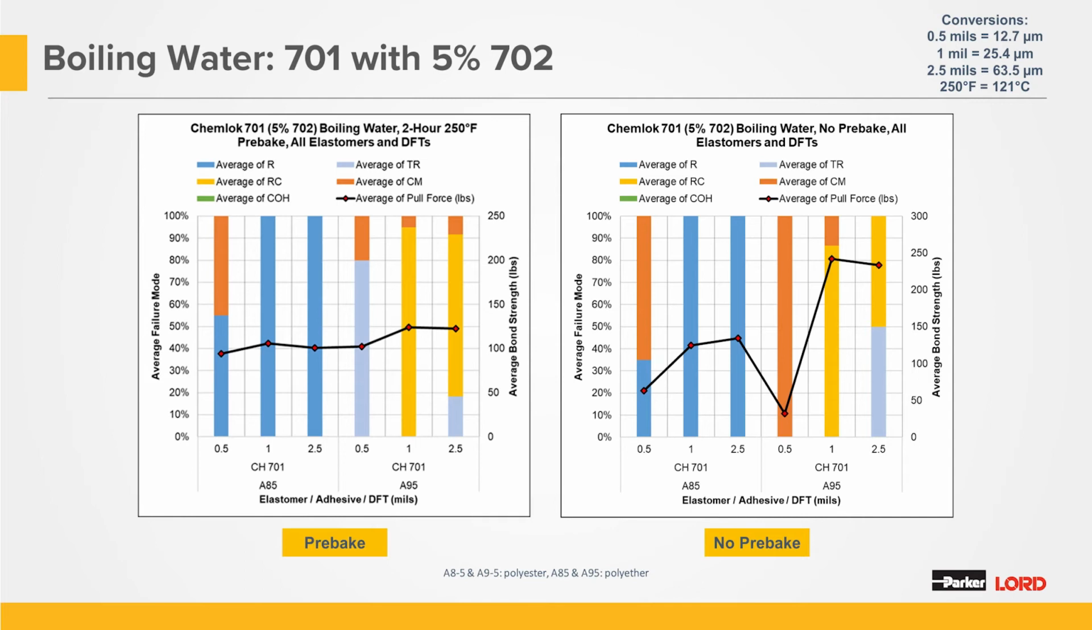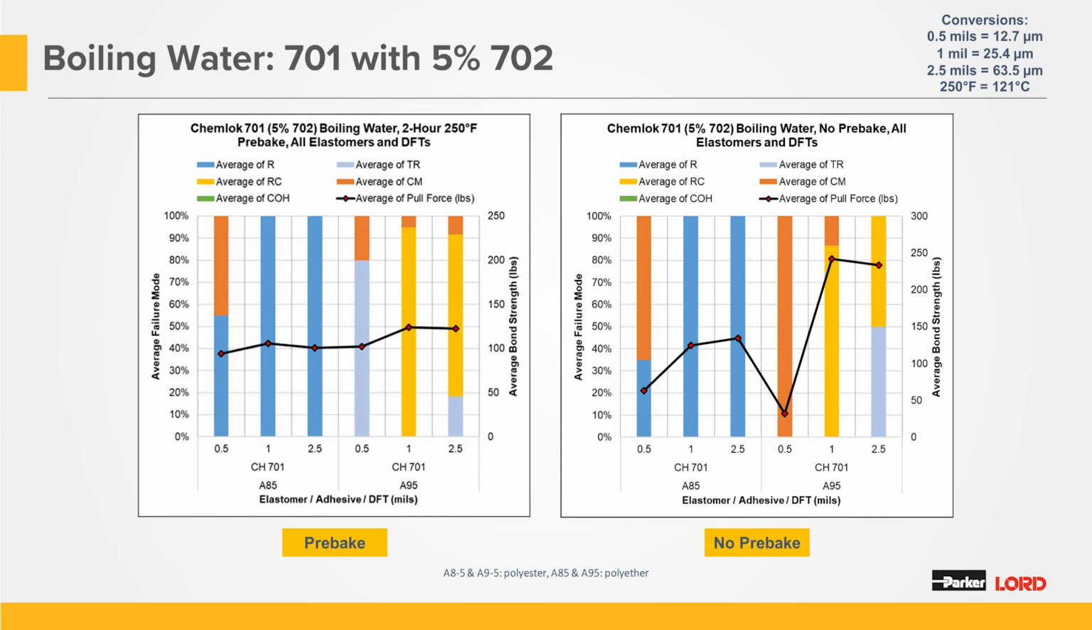Here's the data set for 5% 702 ratio in the boiling water test. For the pre-bake data set, the softer compound yielded higher rubber retention. Bond strength is consistent across compounds and dry film thicknesses in the range of about 100 to 125 pounds per square inch. For the no pre-bake condition, we also see higher rubber retention with A85 than A95.